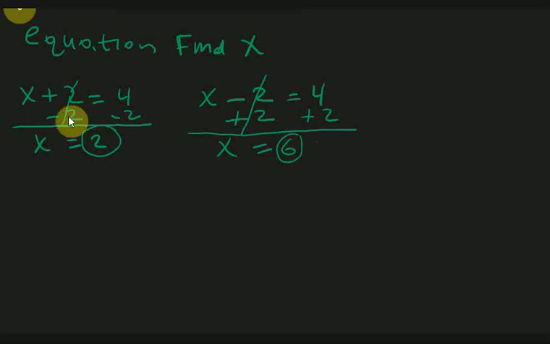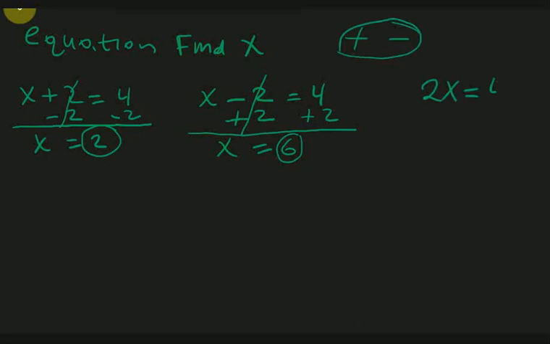In the previous one you subtracted to cancel the 2. Since you subtracted here, you subtract on the other side. Then 4 minus 2 is 2, so x is 2. In this one you add, that way the 2 will cancel out. Then 4 plus 2 is 6, so now you got your x as 6.